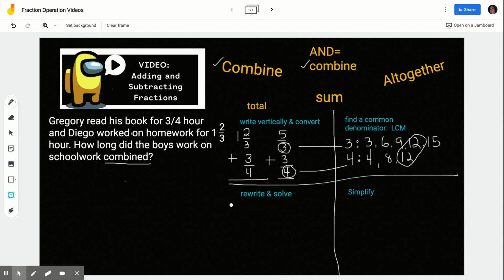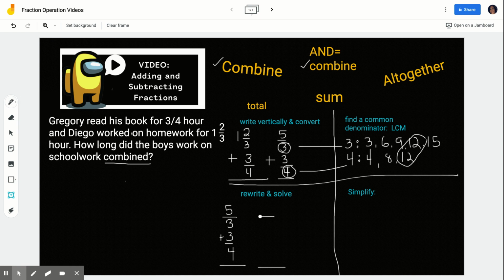So now I need to rewrite the problem and then solve. So we had 5/3 plus 3/4. I'm actually going to change this here. Let me get my pointer. We're going to solve and simplify in the same box, I think. Nope, never mind. I'm going to keep it the same. All right, let's rewrite here.